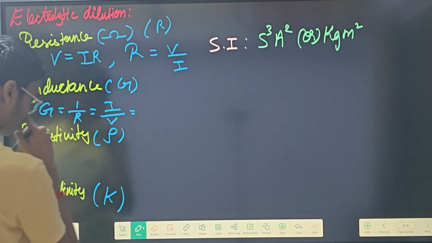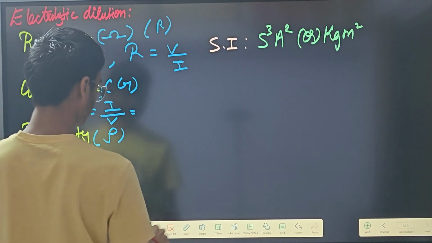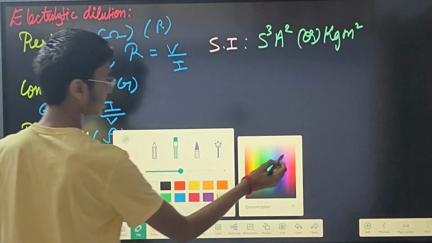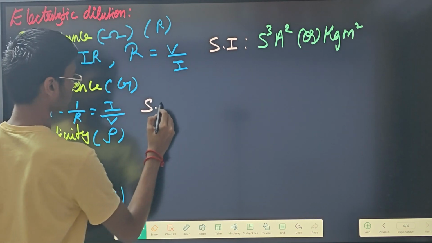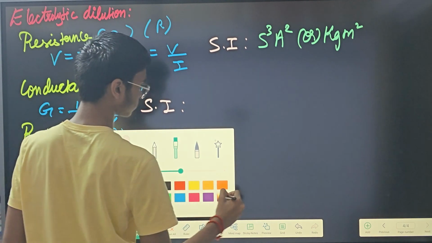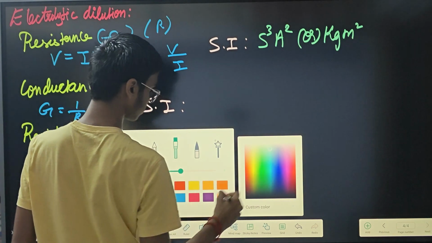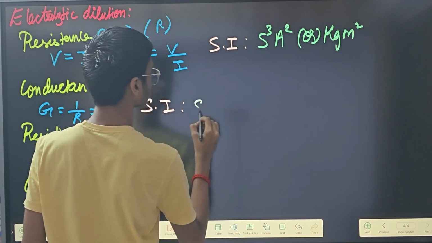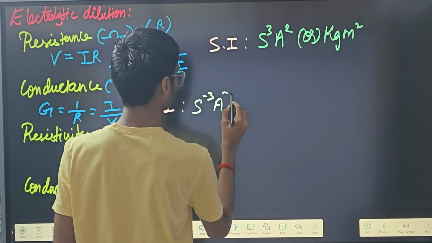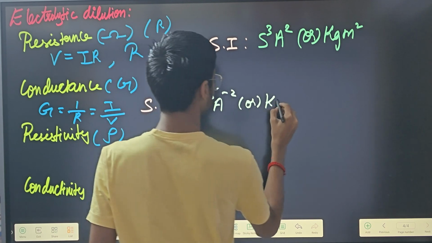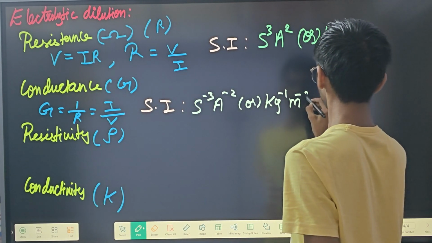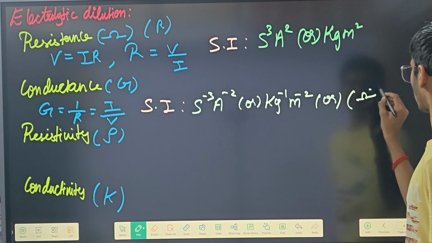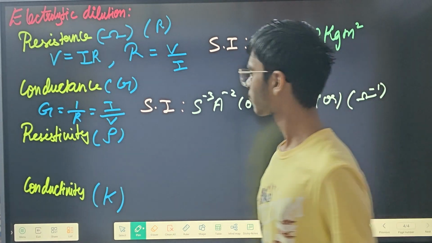So I can also write this G. What are the SI units of G? SI units of G is Siemens minus 3, area minus 2, or kilogram inverse meter minus 2, or what is it? Ohm inverse. Okay, ohm inverse.